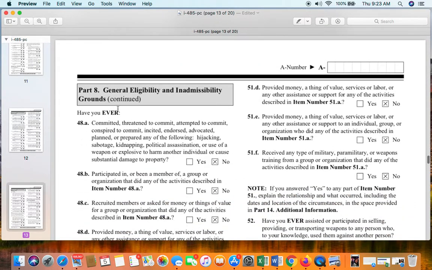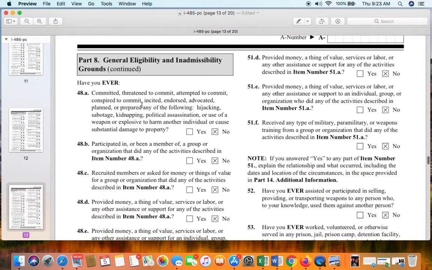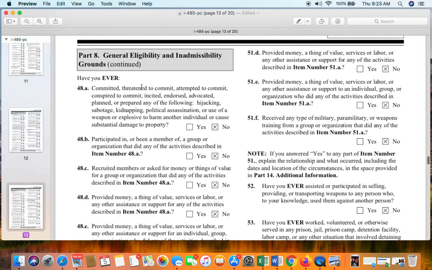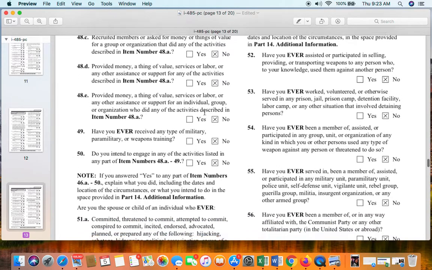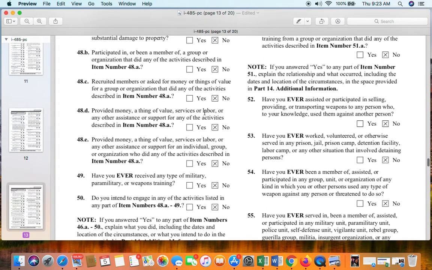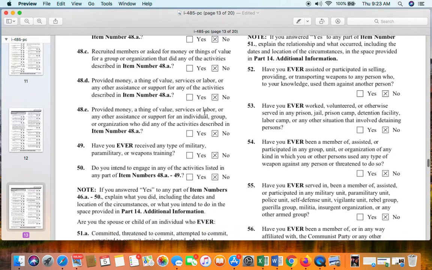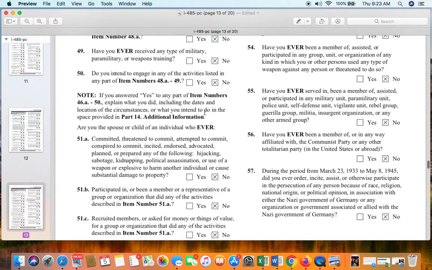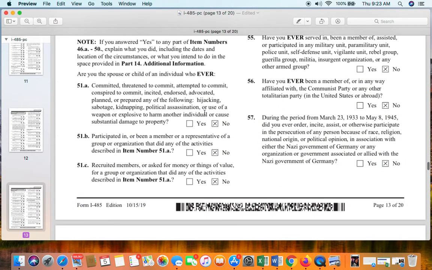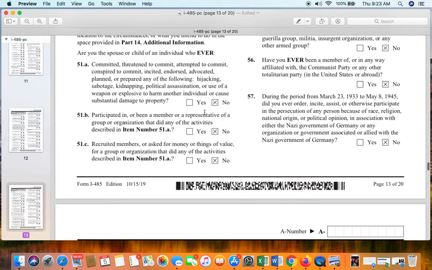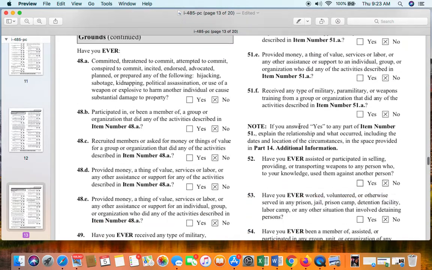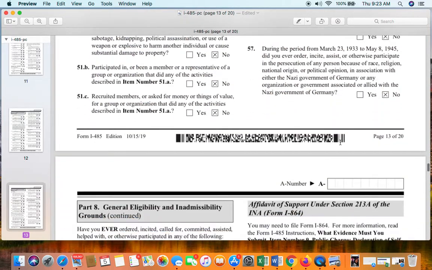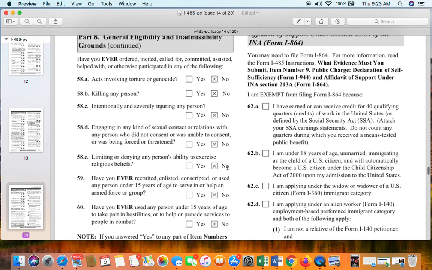Let's go to the continuation of Part 8, general eligibility. This is a really long question and answer, guys. So as advice, I advise you to always read carefully. Take time to read so you know the question too. Because this is not applicable for my derivative applicant, I put no on everything.